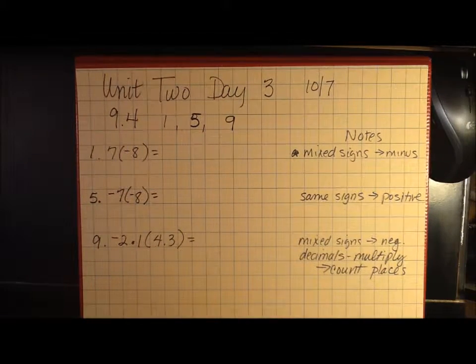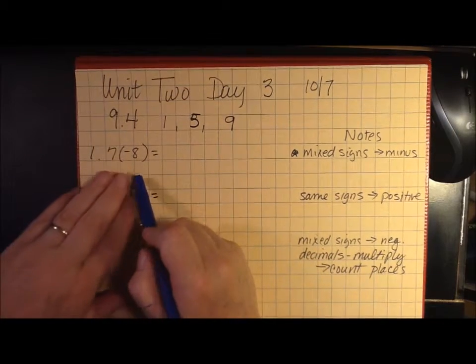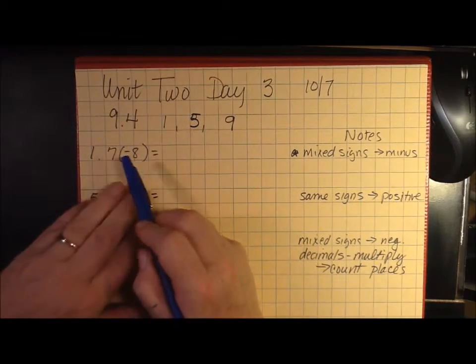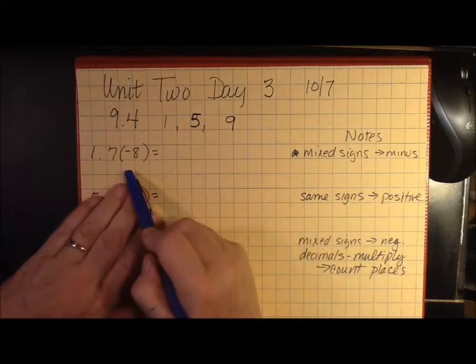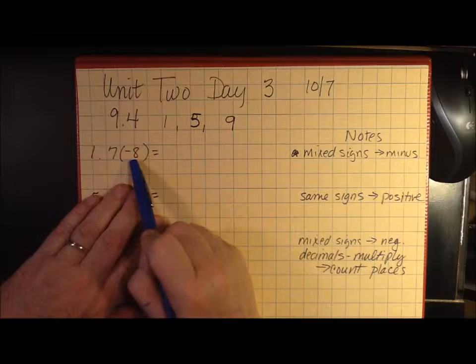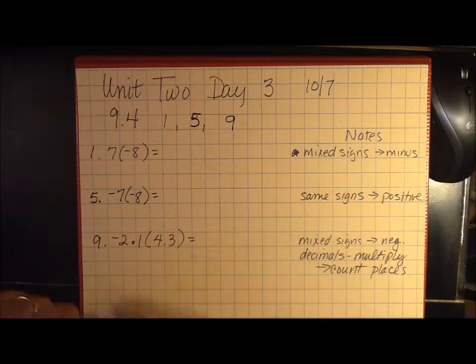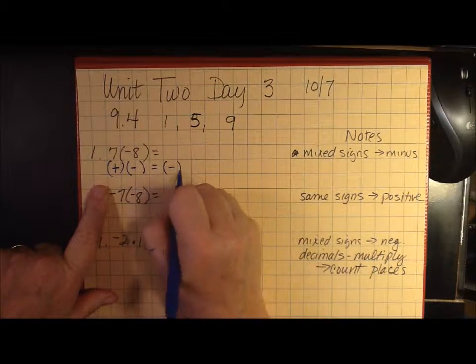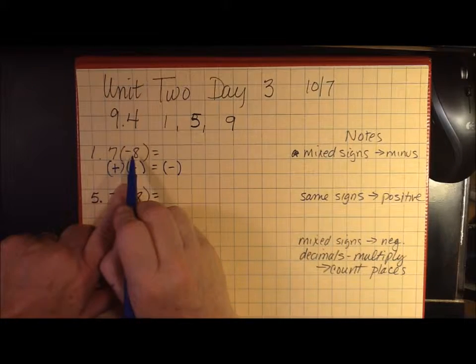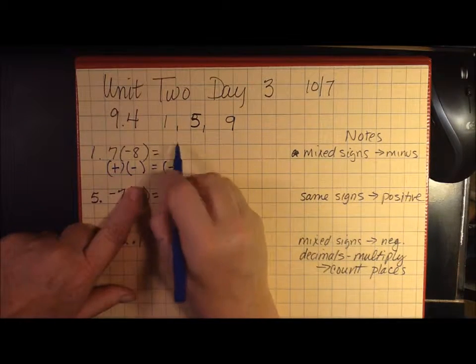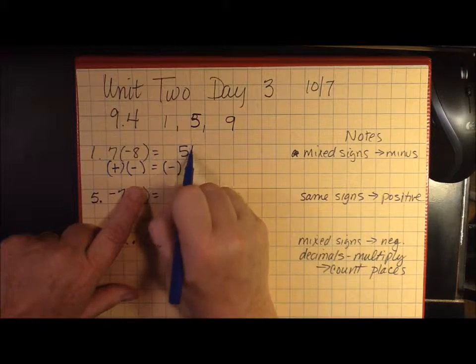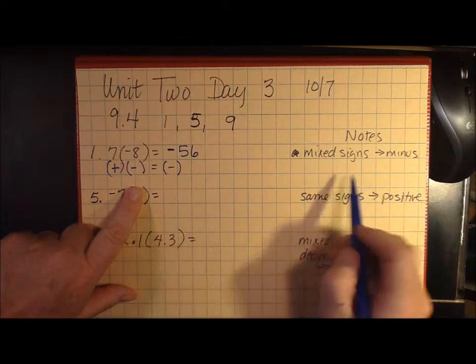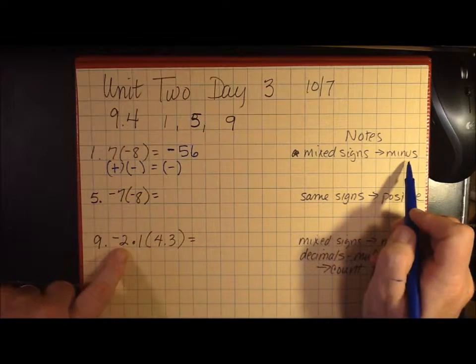Here's our first one in 9.4, and they're asking us to do some multiplication with signed numbers, integers. And again, the first thing I'm going to do when I look at this, I'm not going to try to do the math. I'm going to look at it and ask myself, what signs am I working with? So here I have a positive and here I have a negative. And if you remember, a positive times a negative is a negative. So 7 times negative 8, the answer is 56, and the answer would be a negative number. Mixed signs are minus, mixed signs are negative.